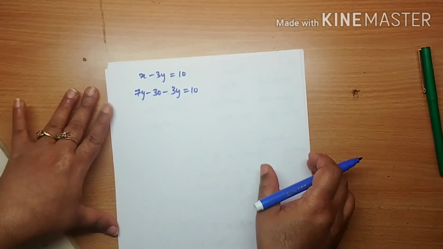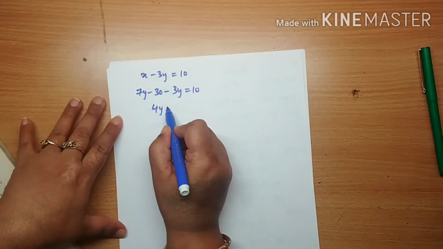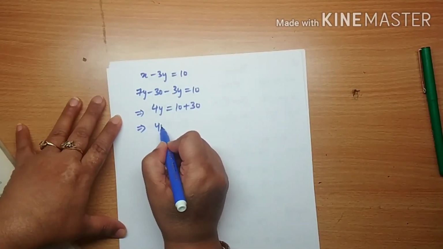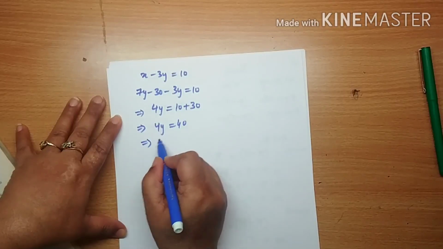So what do I get? 4y is equal to 10 plus 30. So we get 4y as 40. So we get y as 10.